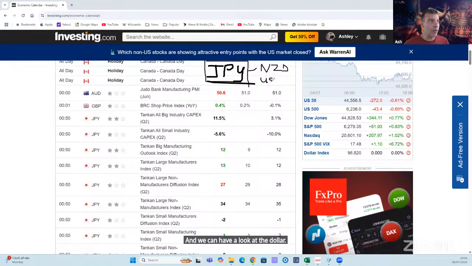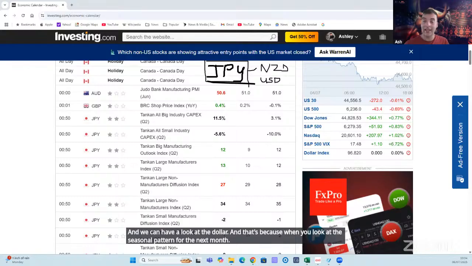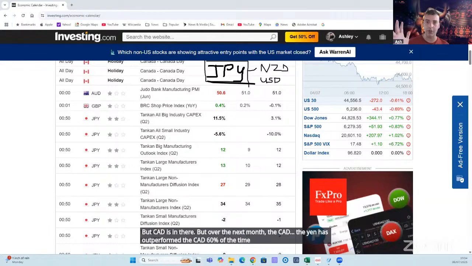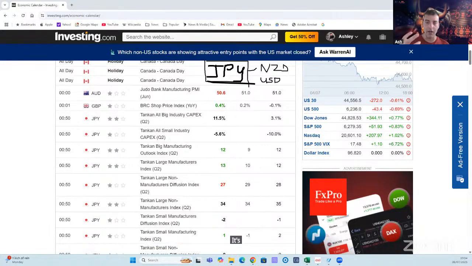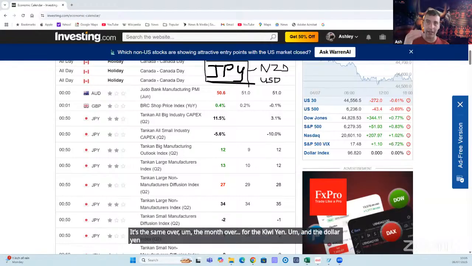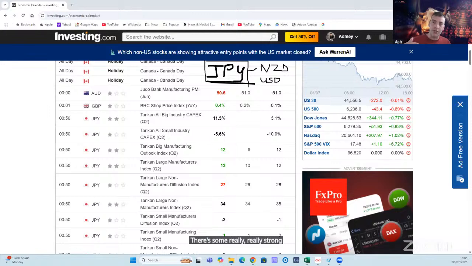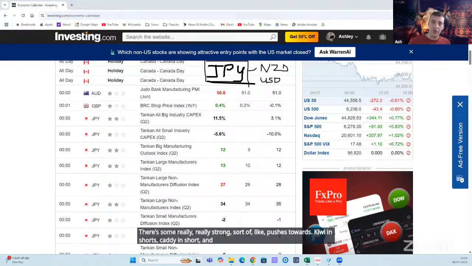That's because when you look at the seasonal pattern for the next month, the CAD is in there, but over the next month, the yen has outperformed the CAD 60% of the time over the last 20 years. It's the same over the month for the Kiwi yen, and for the dollar yen the yen's outperformed the dollar by 70% over the last 20 years. So there's some really strong pushes towards Kiwi yen short, CAD yen short, and dollar yen short.